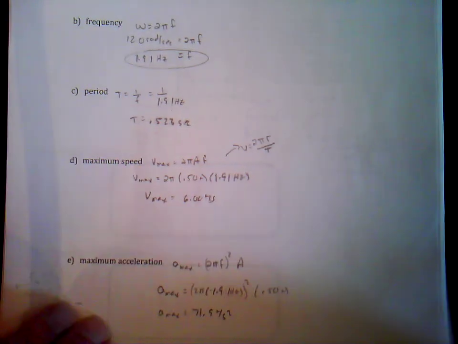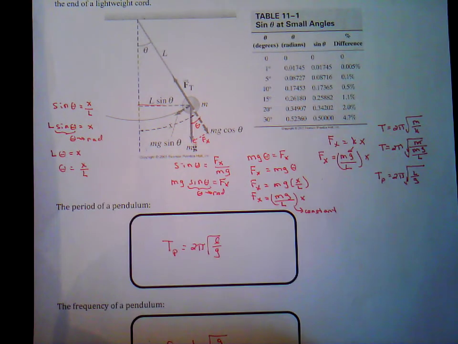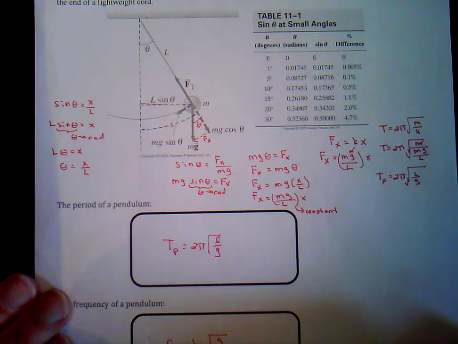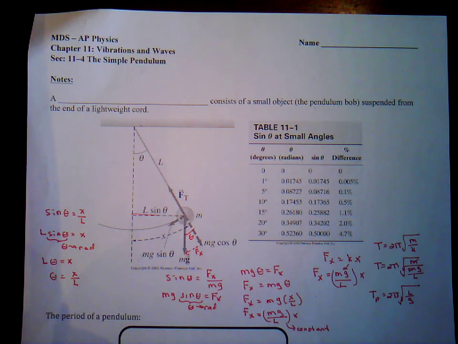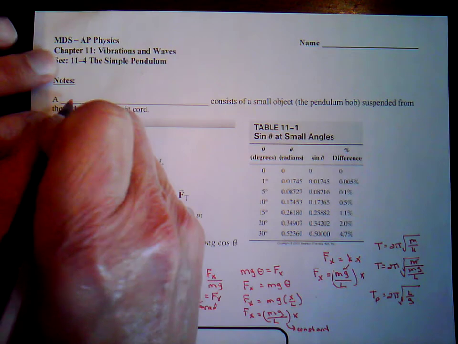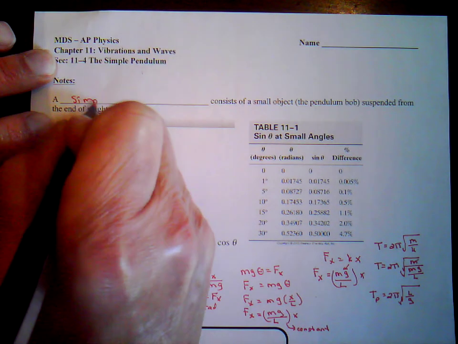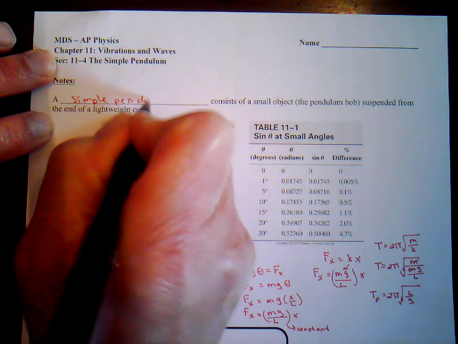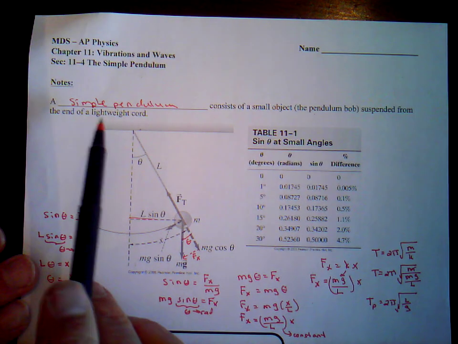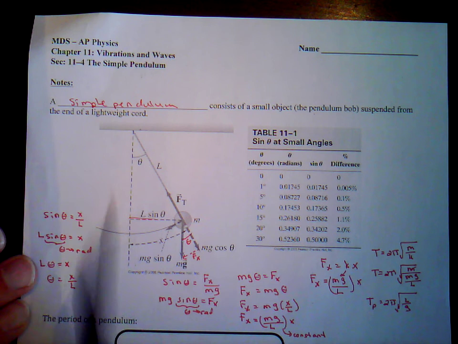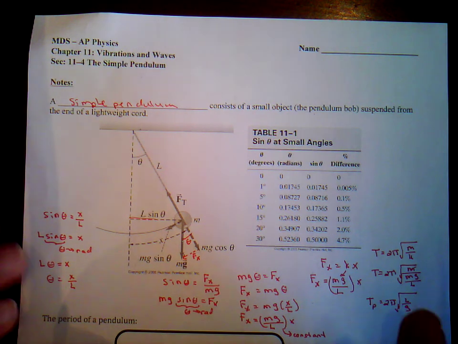Almost done. We have one more set of notes to do. And I have the derivations on this page. I just want to talk through them. This is the period of a pendulum. And remember, a simple pendulum, as we saw in that introductory video, consists of a small object, and the simple pendulum oscillates back and forth in simple harmonic motion, just like a mass on a spring.